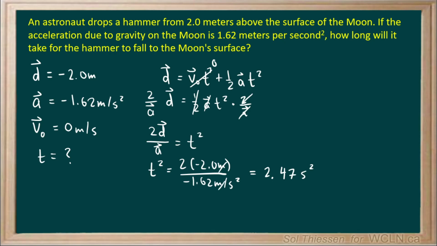Now if we take the square root of both sides of the equation, we'll end up with time equals 1.6 seconds when we round to 2 significant figures.